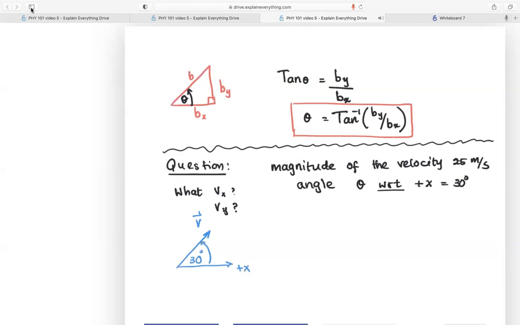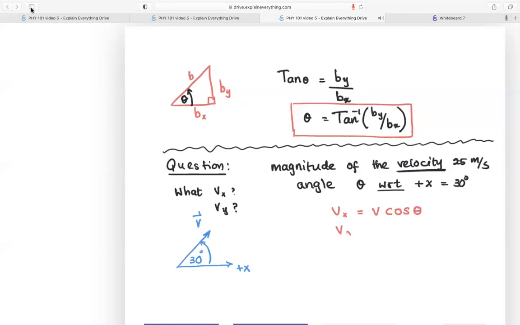Now in the example that I did in the previous page, I took the letter B, and B was just a random letter that I picked from the alphabet. But here we are looking at the velocity, right? So the velocity usually is represented by the letter V. Therefore, I am going to use the letter V here. And the velocity vector x component equals the magnitude of that vector, which is the velocity, times cosine theta.